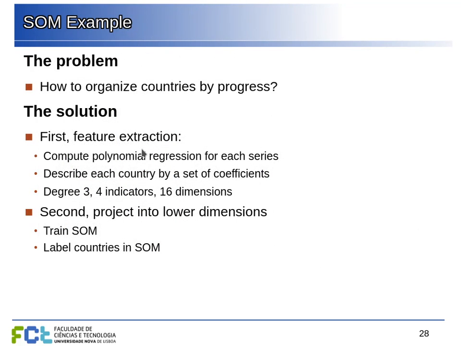And now we have all the countries represented in this 16-dimensional space with the 4 parameters per indicator and 4 indicators. To visualize this, it's hard to visualize data in 16 dimensions, so we're going to use a self-organizing map to project this into lower dimensions, and then label some countries in the self-organizing map so that we see how they are distributed in this 2-dimensional space.